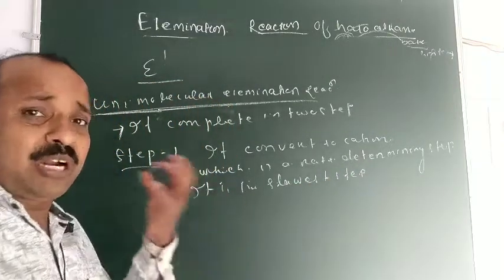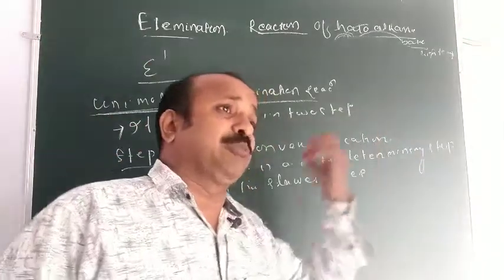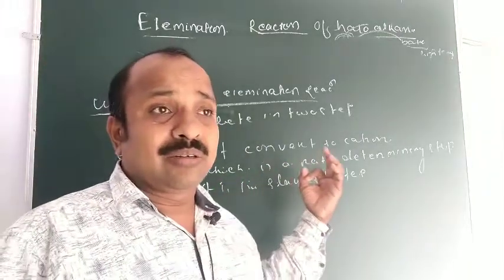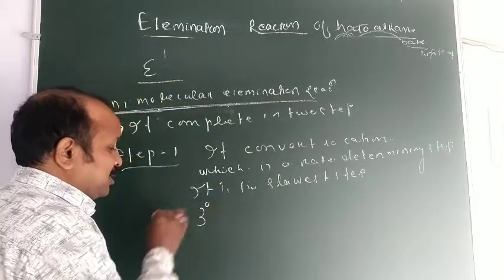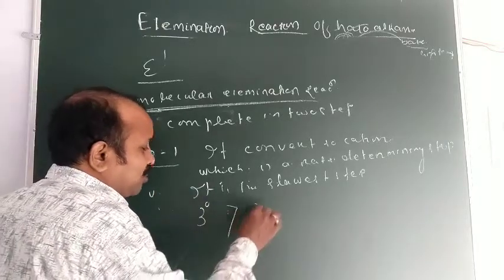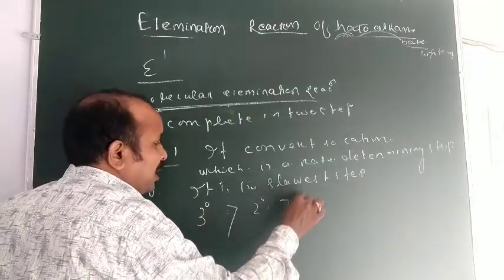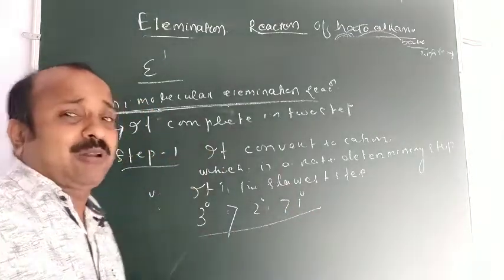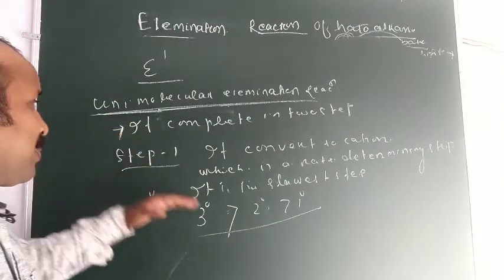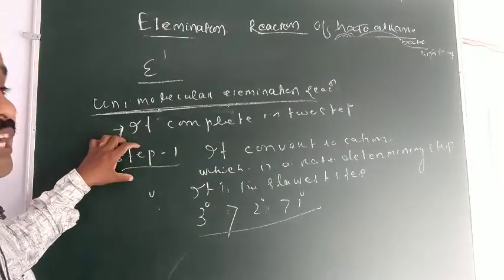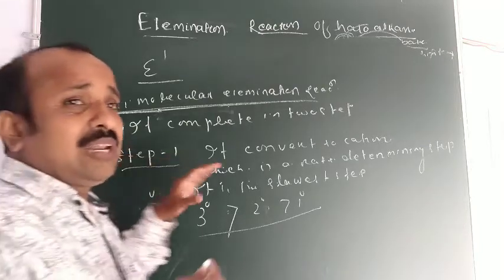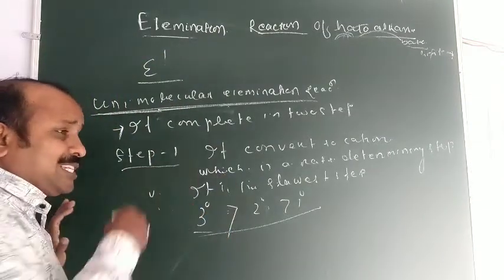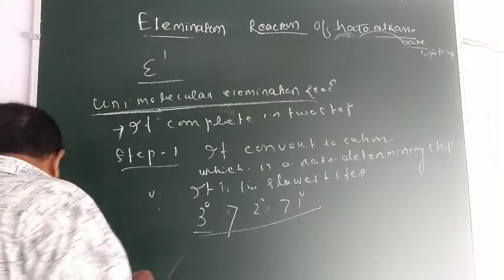As it first converts to a cation, the more stable cation is more preferred for the E1 reaction. We know the 3-degree cation is more stable than 2-degree and 1-degree, like the SN1 reaction. So the 3-degree cation is more preferable. Suppose it is 2-degree; there is a chance of rearrangement to a 3-degree cation, so rearrangement can also take place.